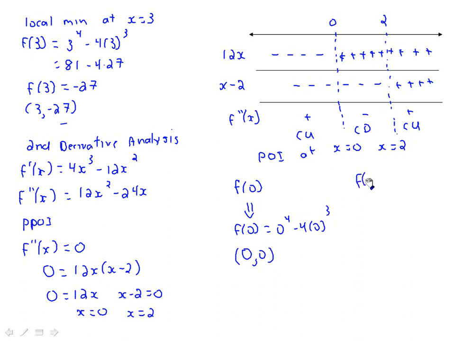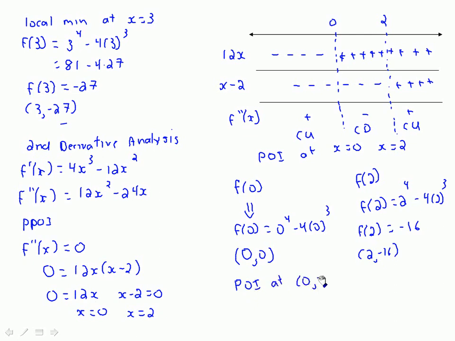And then f at 2 is equal to 2 to the 4 minus 4 times 2 cubed. So f at 2 is equal to 16 minus 32. So I guess that's going to take us to negative 16. So therefore it's 2 comma negative 16. We would say two points of inflection at 0, 0, and 2 comma negative 16.